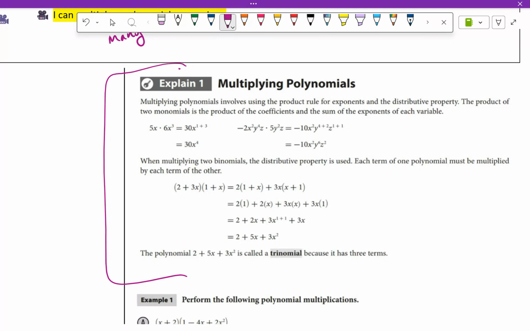All right, so we have multiplied polynomials before. We've multiplied a binomial times a binomial. We've distributed monomials into other polynomials, okay? We've done that before. We're just going to make it bigger, all right?